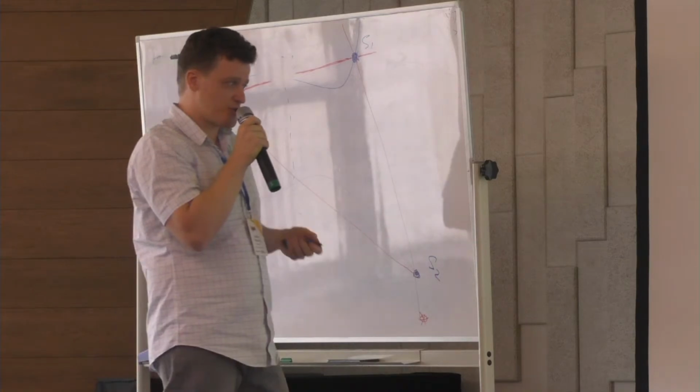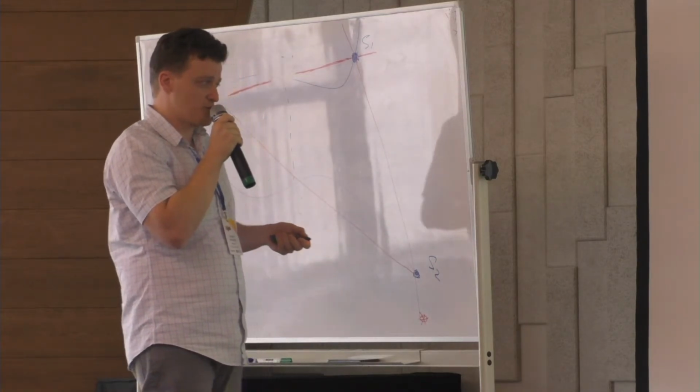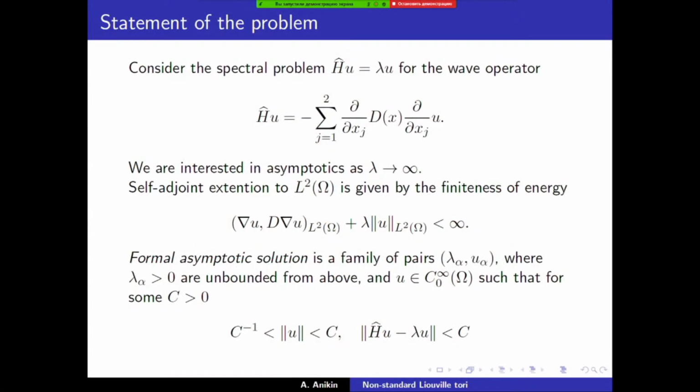But we actually work with formal asymptotic solutions. By definition, it is a pair consisting of a number lambda and a function u. U is a smooth finite function, such that the error, or discrepancy, is relatively small. Here small means actually unbounded, means that it is bounded.